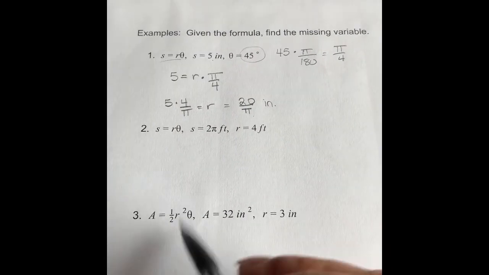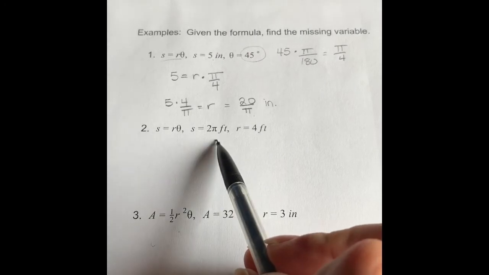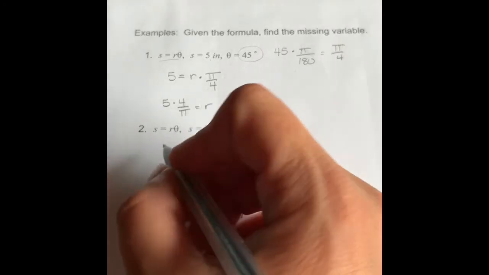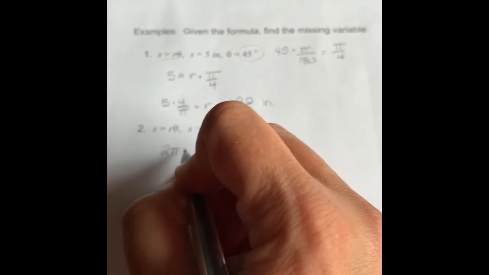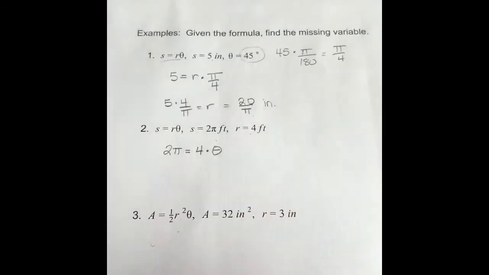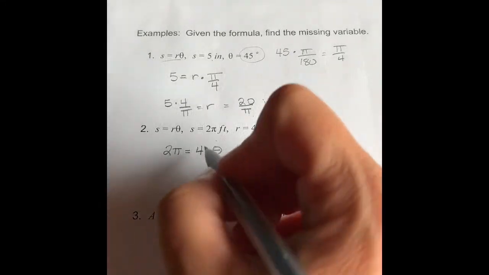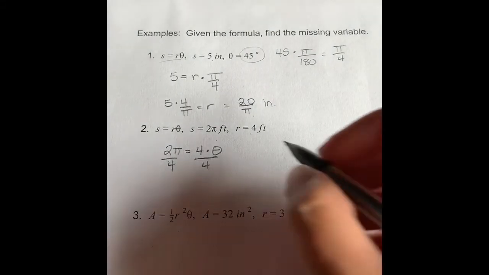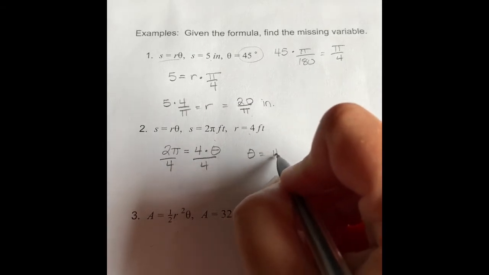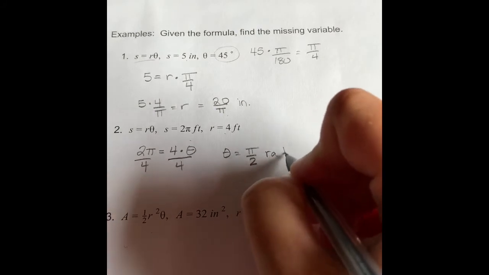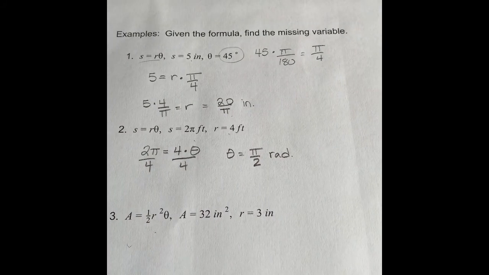We're going to use that same formula. This time we're given the arc length and the radius, and we're missing theta, so that must be what we're trying to find. If we plug in, our arc length is 2 pi equals radius of 4 times theta. This one's pretty simple. We just have to divide by 4. 2 pi over 4 simplifies to pi over 2. And again, our central angle is always measured in radians, so you want to make sure to put radians next to it.